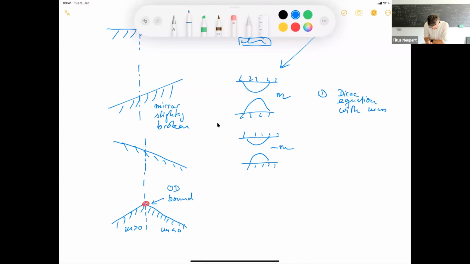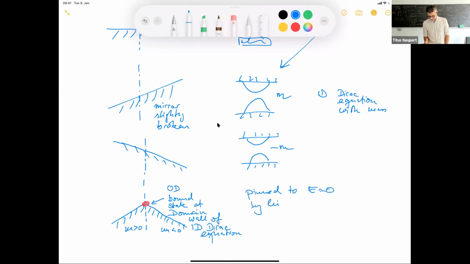Okay, and so this is a zero-dimensional bound state at the domain wall of the 1D Dirac equation. And this bound state is pinned to zero energy because it's the unique state around there, to E equal to 0 by chiral symmetry.